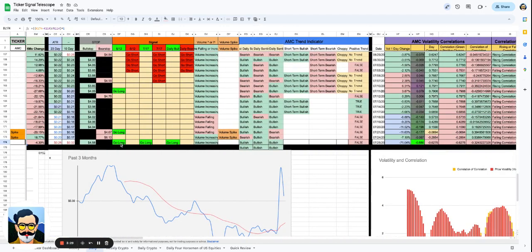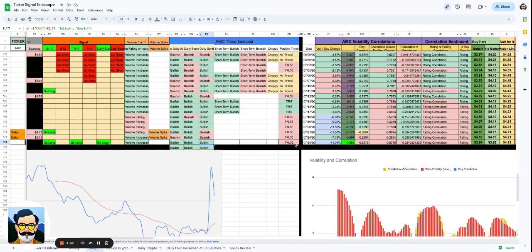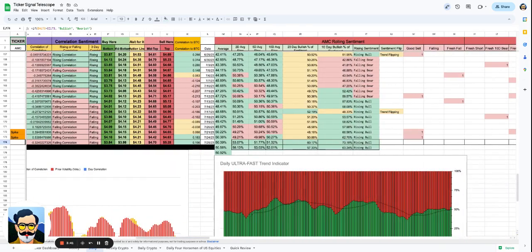We do see on the signal, we've got a go long, and go long on the short term, intermediate term, and longer term for a trend signal in terms of trading. And then on the trend signal, we do have a bullish, bullish, bullish on the short term, intermediate term, and longer term as well. That's incredibly positive to see.